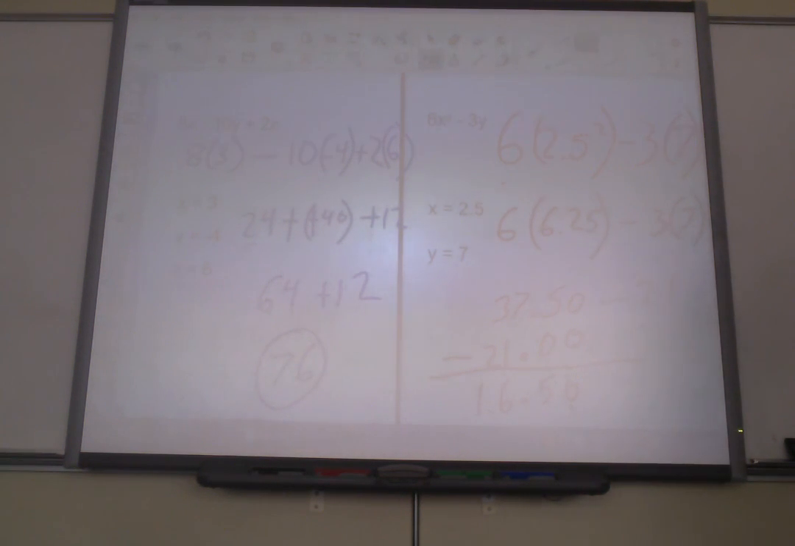Okay, so we can do those problems even if there are decimals taken to exponents. No challenge is too great for you all.